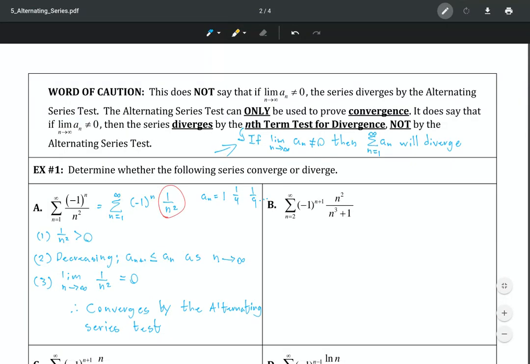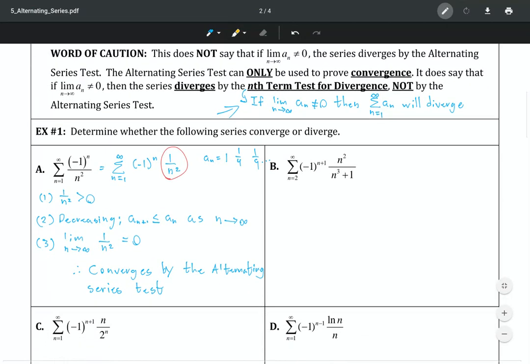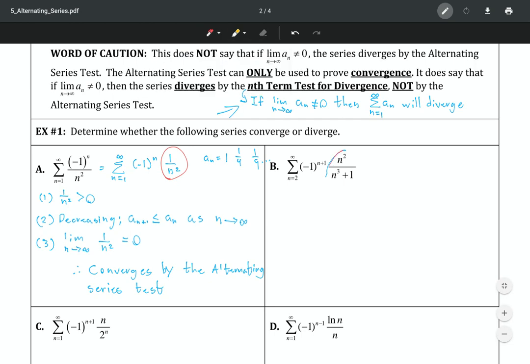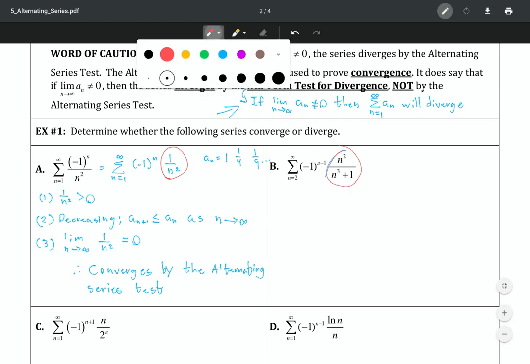Okay, continuing on. All right, so let's go to example B. Same idea. Now I have to figure out what A of n is. Kind of easier to tell what that is because it's just right here. They can already separate that for you. Okay, so I have to go through the same steps. I'm going to write every one of these down.